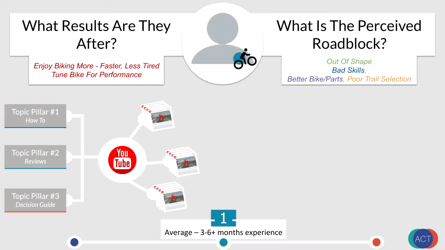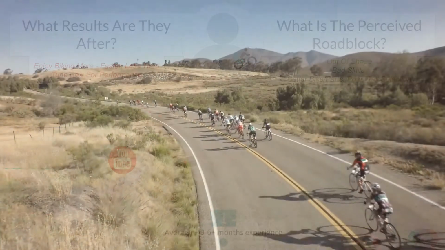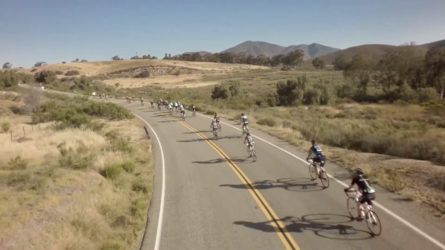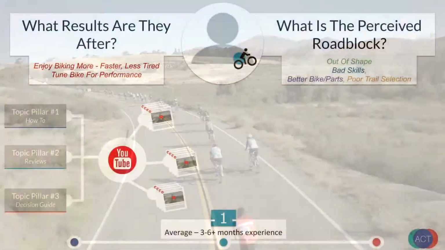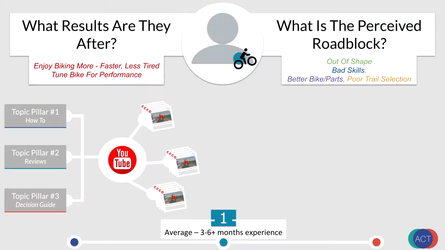So we could look at the roadblocks we have and the results that we have, and we could create pillars based upon topics of bike skills, bike parts, and then maybe just a general one of best places to bike or stories of other mountain bikers and the trails they like in their local area or community. Or we could go the type of content route, which means you would have your pillars based upon whether it was a tutorial, whether it was a review, or whether it was a decision guide.